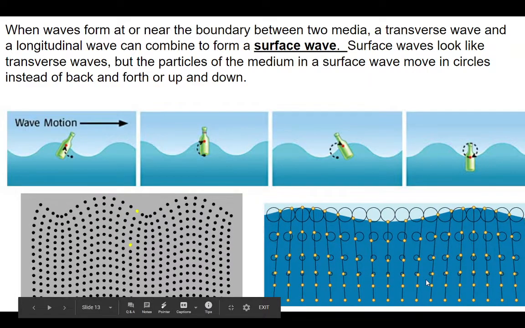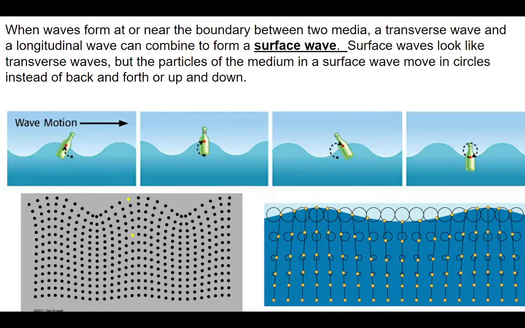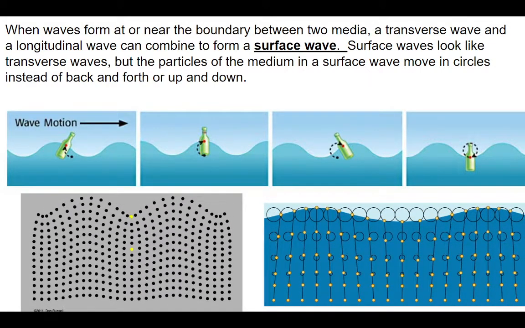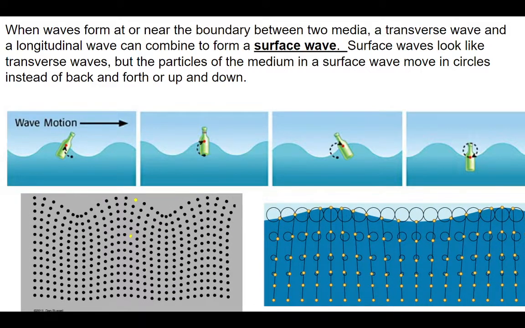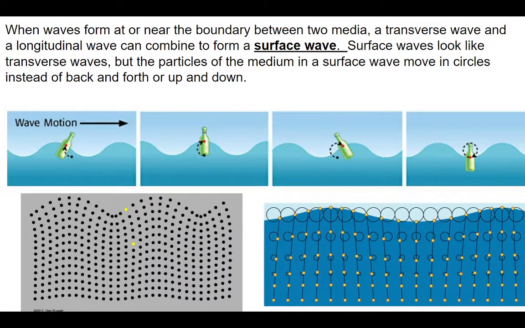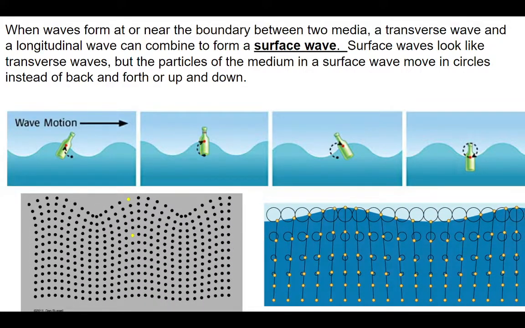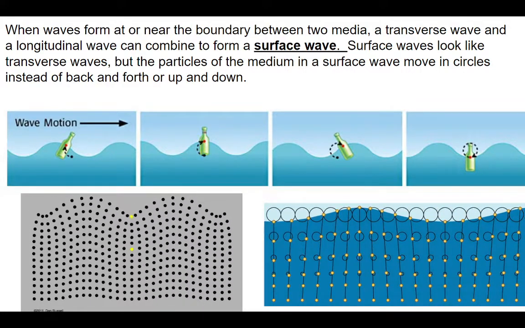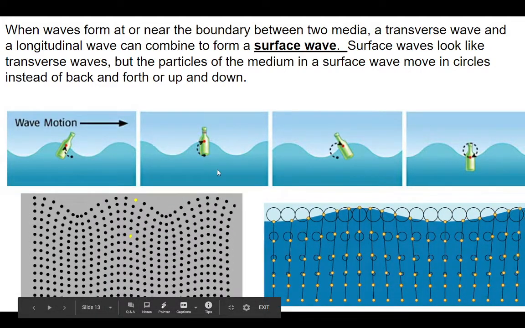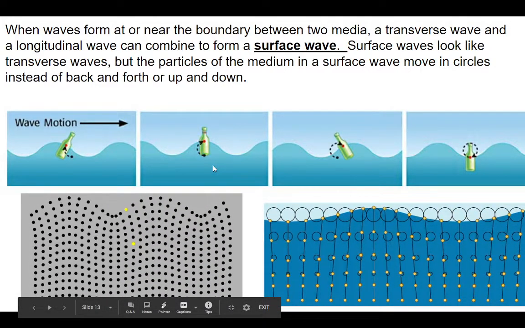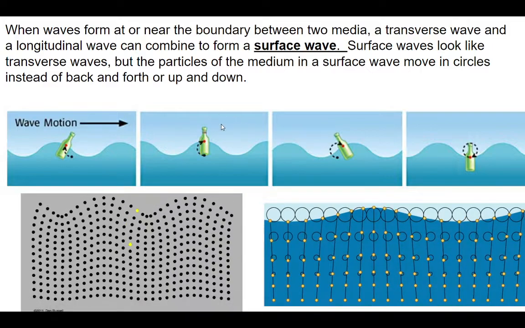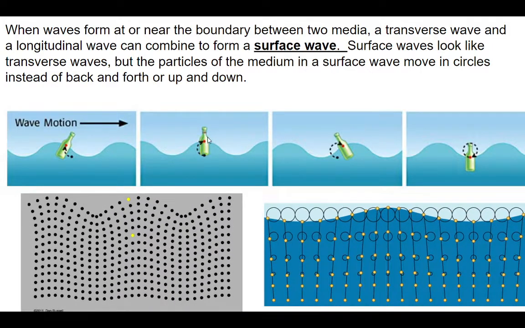Now we have a third type of wave. The third type is kind of interesting, as this is a combination of a transverse and a longitudinal wave. They combine in a very unique place. They combine at the boundary between two media. So in this picture, we've got water. That's our liquid medium. And then we have air. That's our gas medium. And here's the boundary between them.